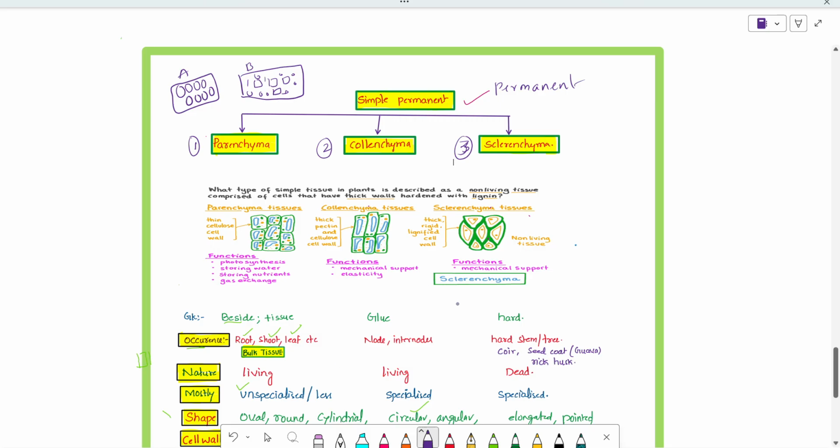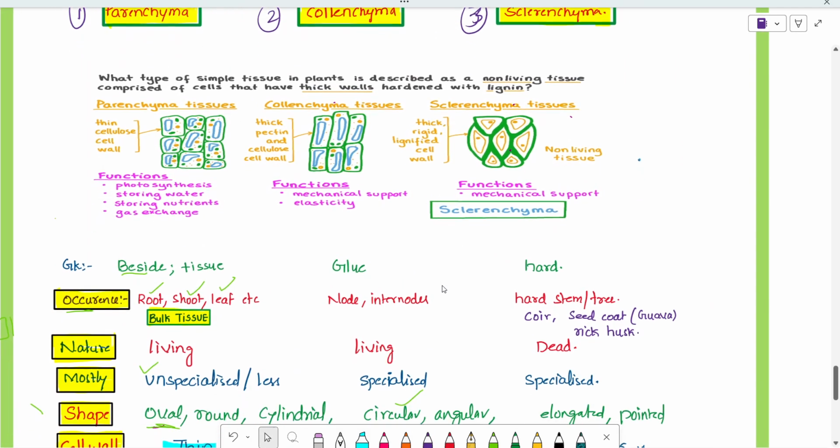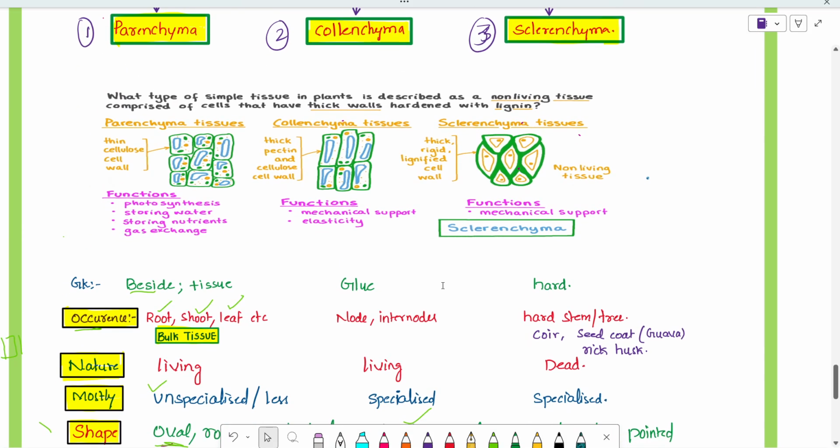So first, I am zooming the image, you just try to identify. Okay, first we will go with parenchyma. In the Greek language, parenchyma means besiding tissue. Besiding means beside any kind of tissue; it may be a permanent tissue or any other tissue. It is present beside every tissue, everywhere. That is parenchyma tissue.